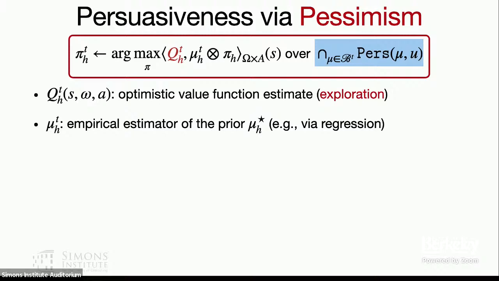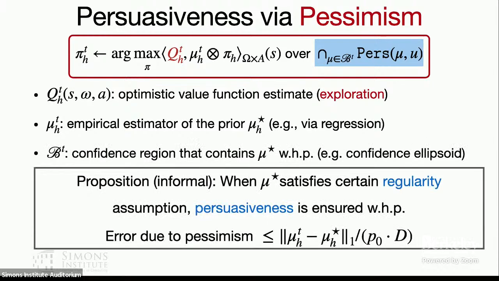And this Q function is an optimistic estimate of the optimal Q function. It is similar to classical reinforcement learning algorithms like UCB, LSVI-UCB, or other optimistic reinforcement learning methods. And this mu-t is the center of the confidence region. It can be estimated, say, using some ridge regression. And the confidence region can be constructed using a confidence ellipsoid.